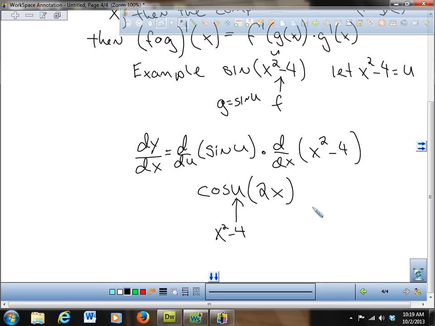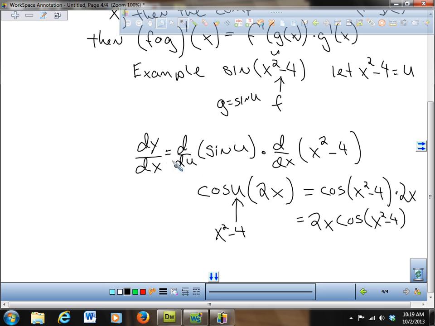You see? Because you can't have u's and x's. You want an answer with just x's in it. So what I end up with is cosine of x squared minus 4 times 2x. And sometimes they write that, to avoid confusion, because it's not cosine of this whole quantity, it's cosine of this quantity times 2x, they bring the 2x out in front, and they go 2x cosine of x squared minus 4, like that.